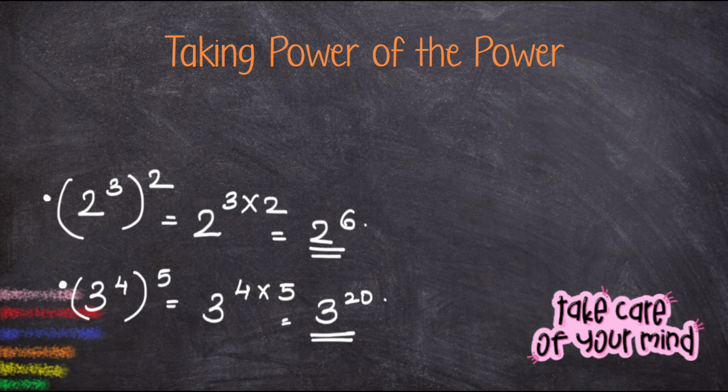So what does this law say? That a raised to m whole raised to n, if it is in this form, you will do a raised to m into n. Okay, so this is the third law.